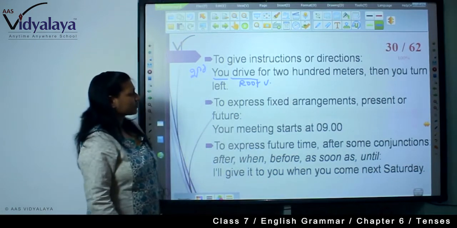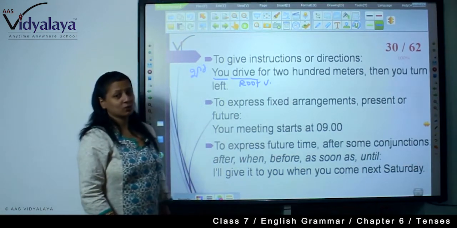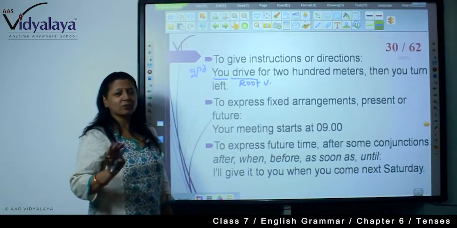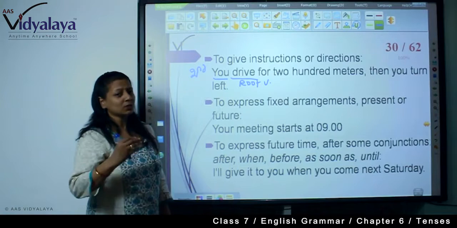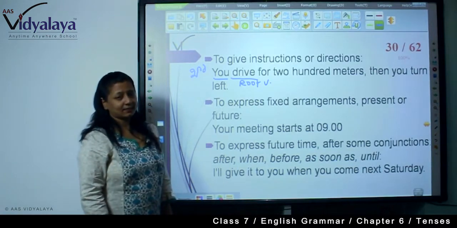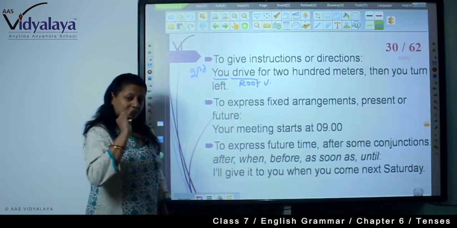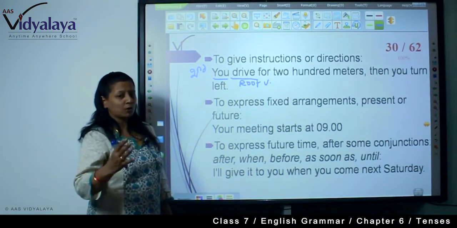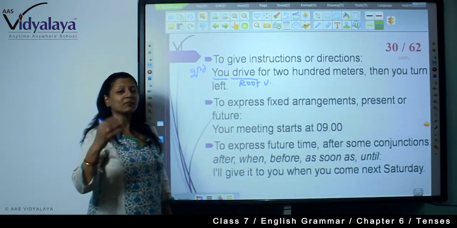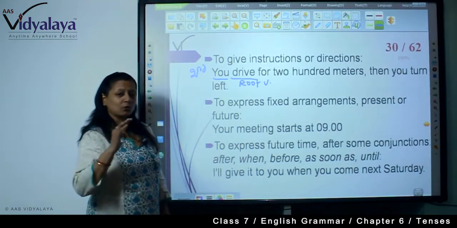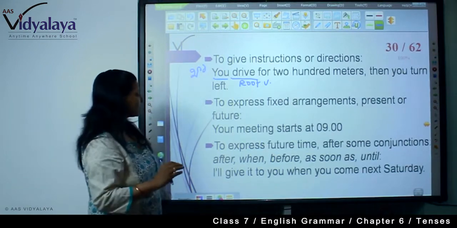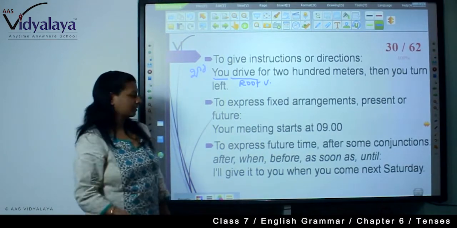To express fixed arrangements, present or future. When everything is well planned and nothing will be changed, then we can use simple present. Your meeting starts at 9. That means it is already planned. Instead of saying "your meeting will start at 9 tomorrow or in the evening", we are saying simple present: your meeting starts at 9.